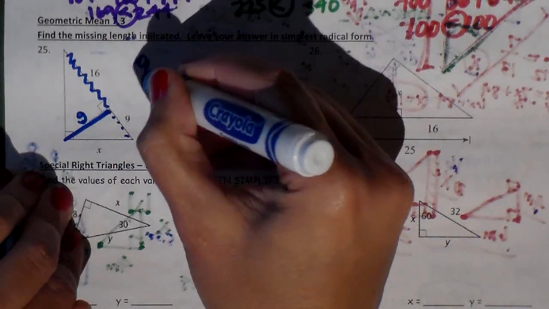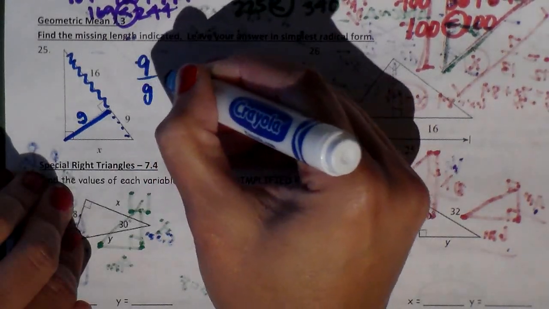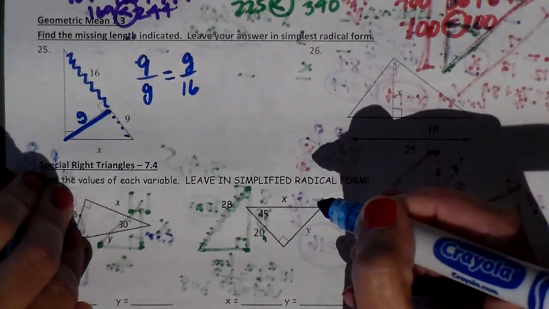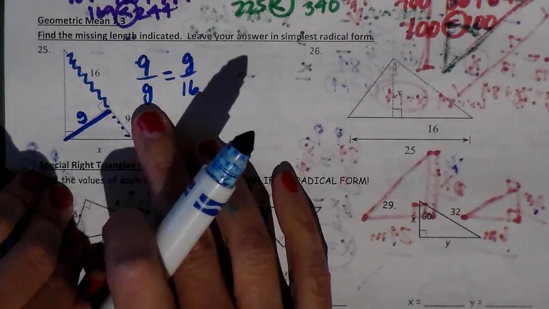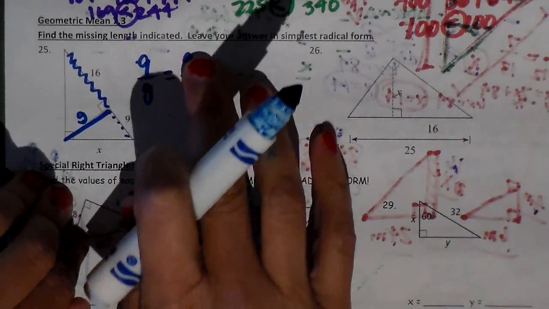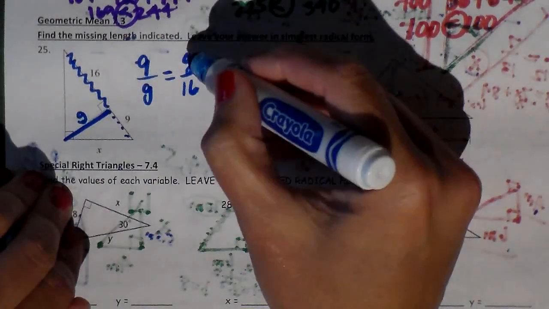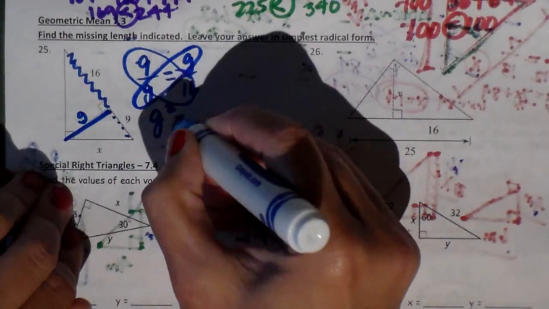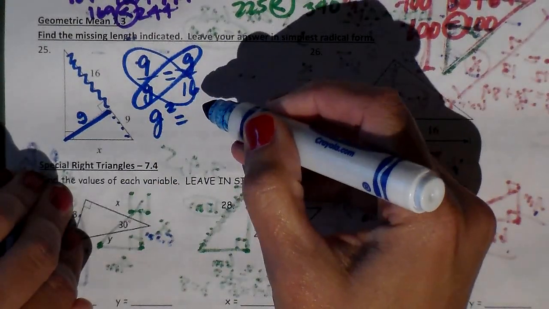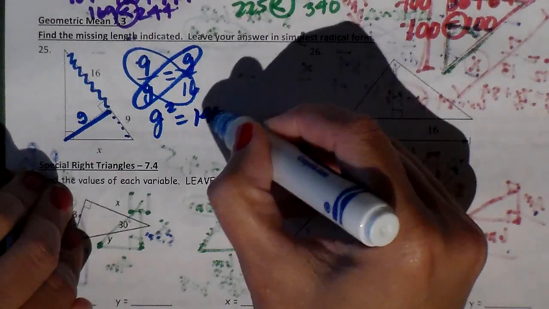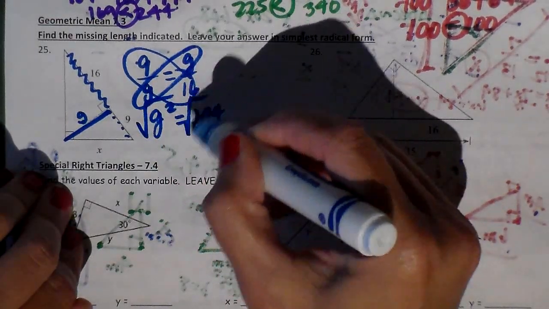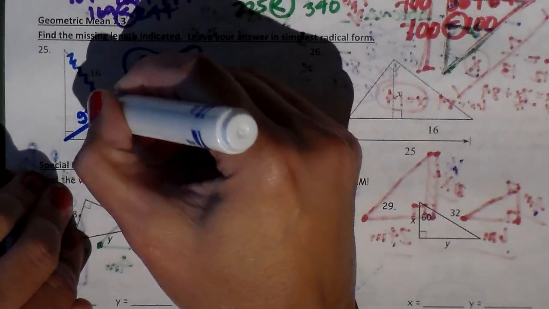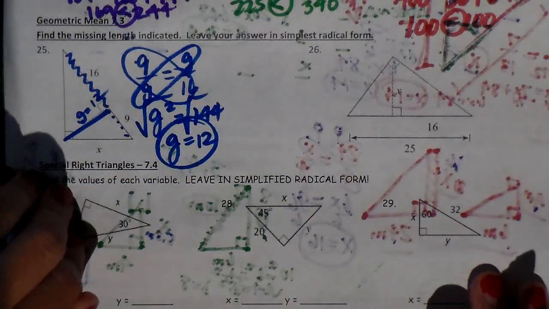So 9 over g equals g over 16. You guys remember that? The geometric mean is the value that is the denominator of one fraction and the numerator of another that makes them equal ratios. So when I cross multiply, I get g times g, which is g squared, and 9 times 16, which is 144. I take the square root of both sides, so little g is 12. That's your geometric mean right there.